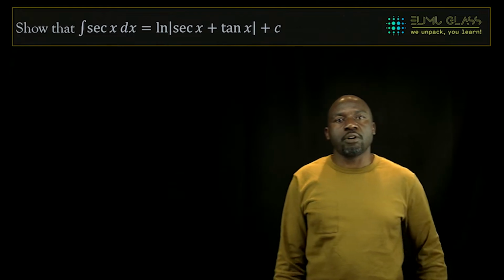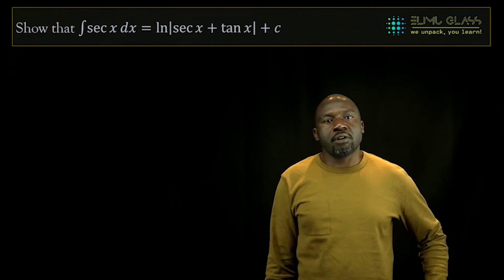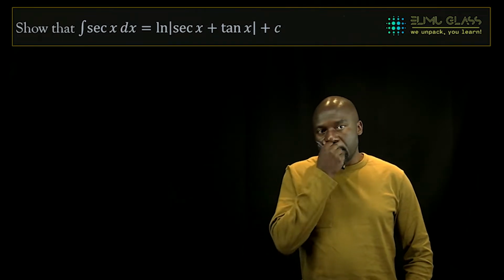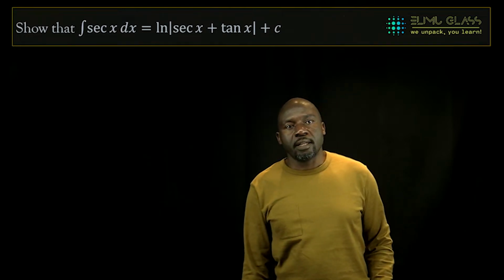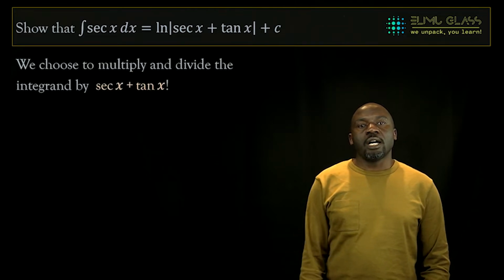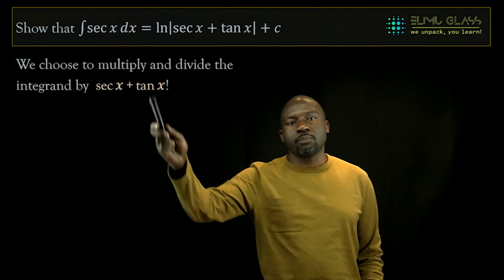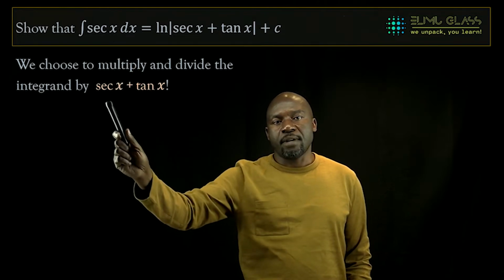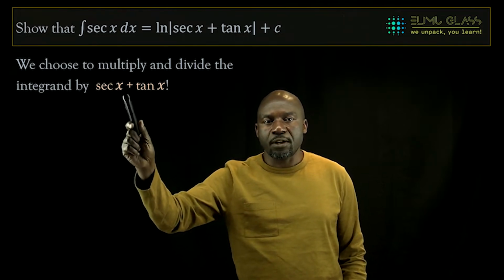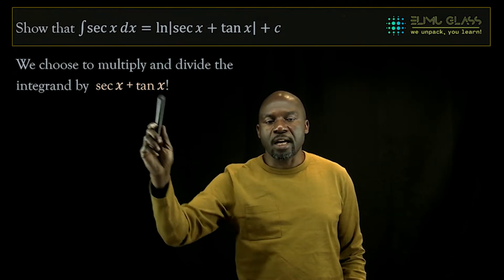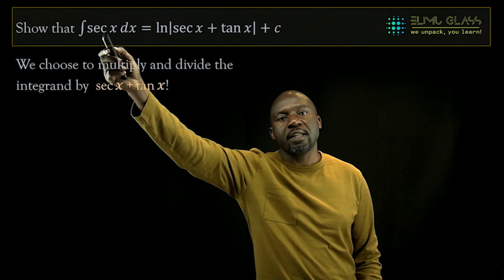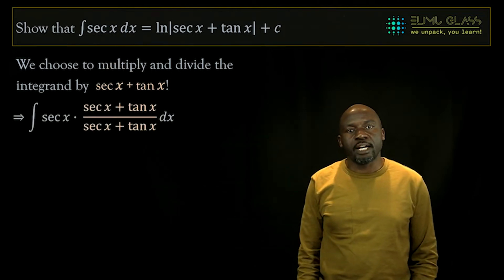Okay, so in this video we are going to show that the integral of sec x dx is given by ln of (sec x plus tan x), everything plus c. Similarly, the same way we did the previous one, we're going to choose to multiply and divide by sec x plus tan x. Again, the reason I've chosen this is because I know that there is a relationship between this and its derivative. So if I multiply and divide by this expression, I end up with that.